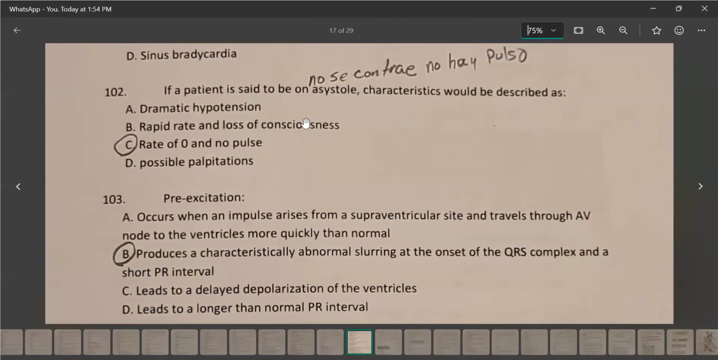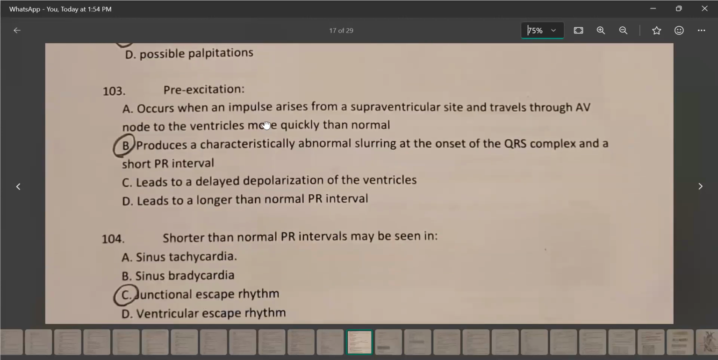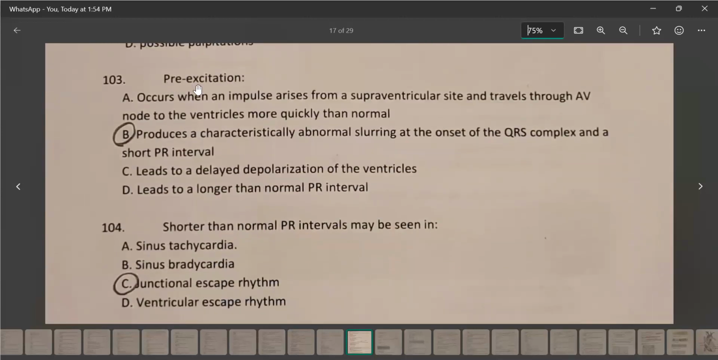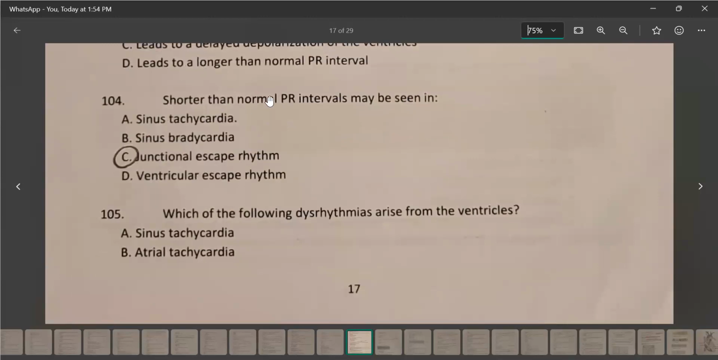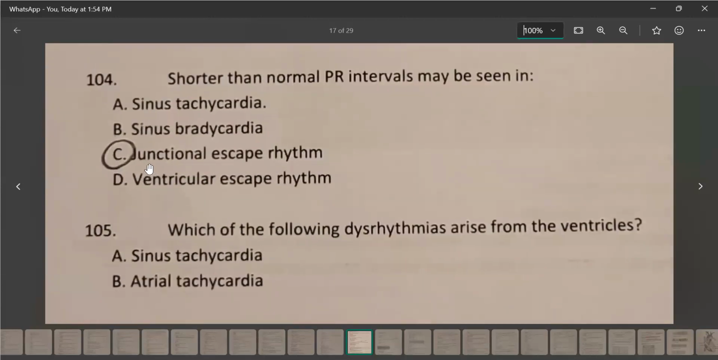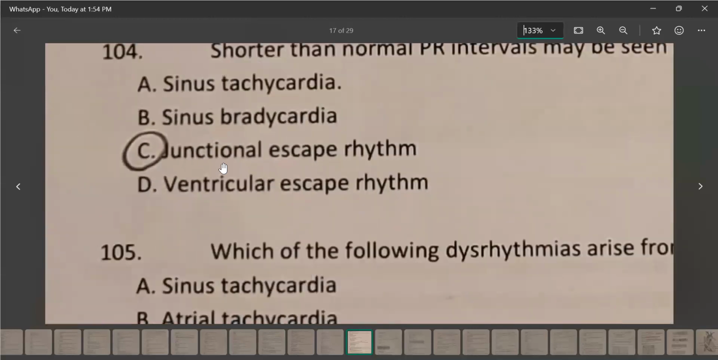102. If a patient is said to be in asystole, characteristics would be described as rate of 0 and no pulse. 103. Pre-excitation produces a characteristically abnormal slurring at the onset of the QRS complex and a short PR interval. 104. Shorter than normal PR intervals may be seen in junctional escape rhythm.